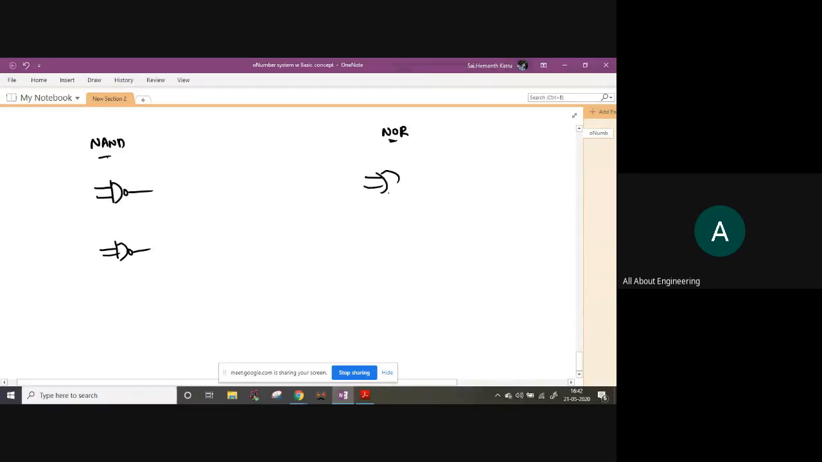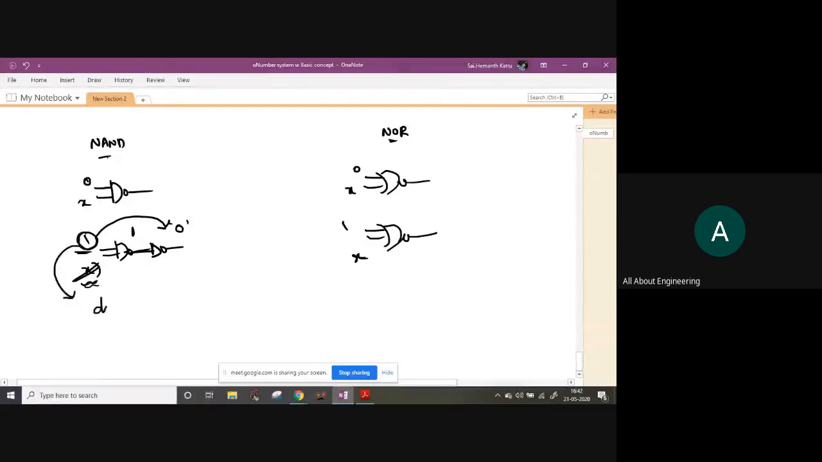NOR gate. If one input is 0, if one input is 1. Now we clearly see here, 1 plus anything is 1, AND gate operation, and followed by inverter, right? So 1 plus x is 1, inversion of 1 is 0. So if one input to NAND gate is 1, then irrespective of other input, the output will be always 0. That means if one input is 1, then it is not giving access to the other input. So 1 is called as disable input of NAND gate.